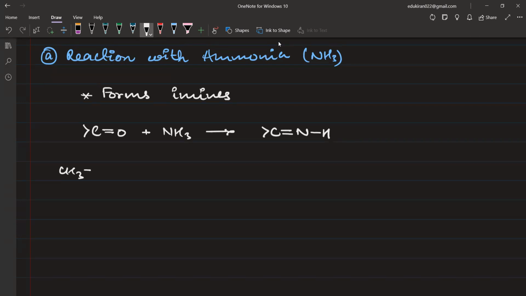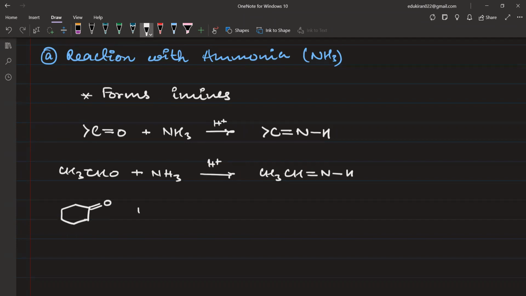Specifically, if you have acetaldehyde CH3CHO plus NH3. All of these reactions are catalyzed by acid, so you can have H plus here. Then in this case, you will be having CH3 as it is, CH as it is, double bond N followed by H. If you have a ketone like this, double bond O, NH3. So C double bond N will be there always. Now what is the Z in this case? It is hydrogen. So this will be the product.